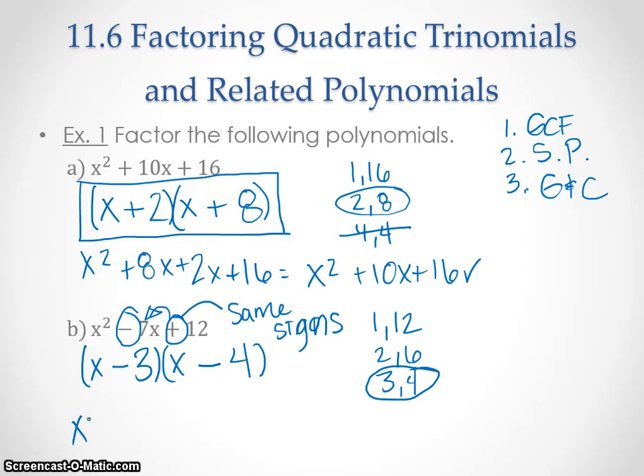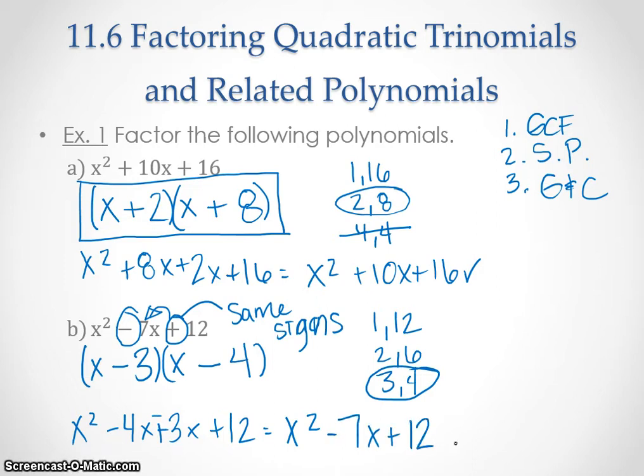X times x is x squared. X times a negative 4 is a negative 4x. Negative 3 times x is a negative 3x. And negative 3 times a negative 4 is a positive 12. And we combine, so we get x squared, and then here we can combine the middle terms. So we have minus 7x plus 12. It did work out. That's what we started with.